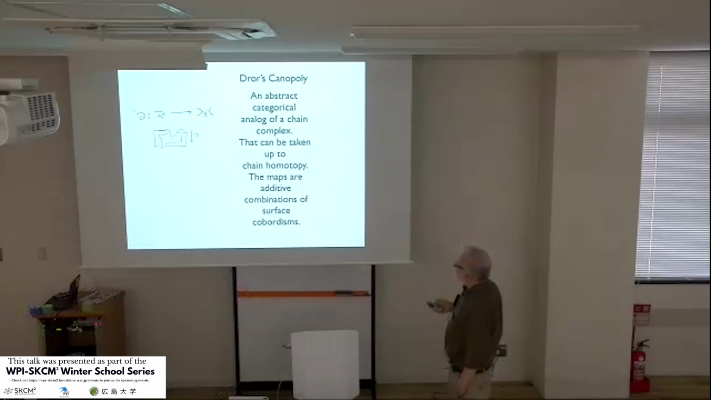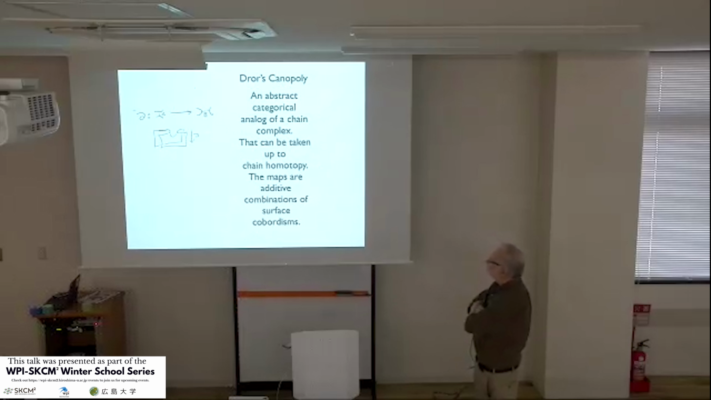So then we get a big idea, which is very nice. The paper is Tangles and Khovanov Homology, the second paper he wrote on that. You'll find it on the internet. So I've just stated the principle. We're going to use an abstract categorical analog of the chain complex. And it can be taken up to chain homotopy, where chain homotopy is going to be described abstractly, and we're adding the maps formally.